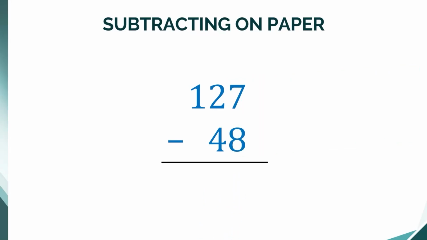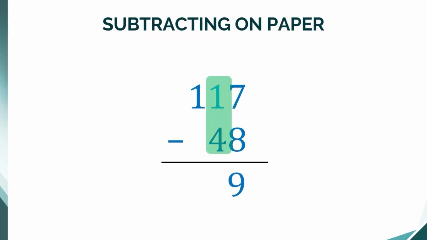If you look to the column immediately to the left, do you see that 2 right there? We're going to steal 1 from it. So what's 2 minus 1? Of course, it's 1. And because we stole that 1, we're going to put the 1 right there. So this allows us to say not 7 minus 8, but 17 minus 8, which is 9.